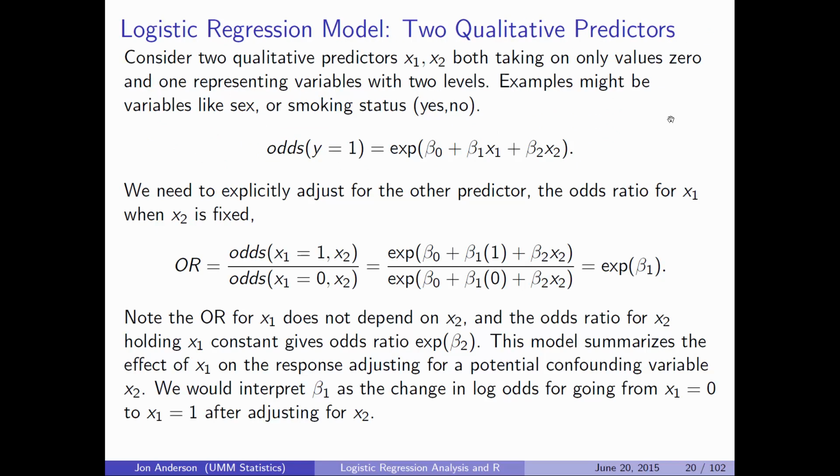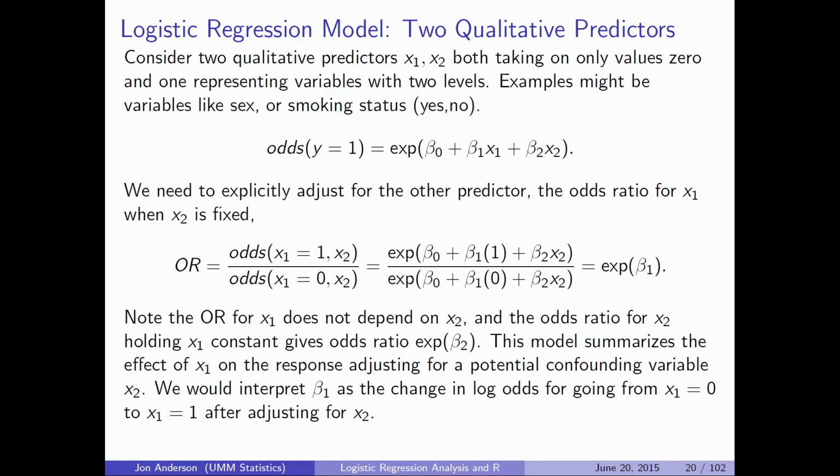Now we're going to move on and talk about a model that has two factor variables in it, two grouping variables. This would be an example like one variable being sex and the other predictor variable being smoking status, yes or no. So two grouping variables, one of them is x1, one of them is x2. Our logistic regression model expresses the connection between the risk or odds of the event and the predictors like this.